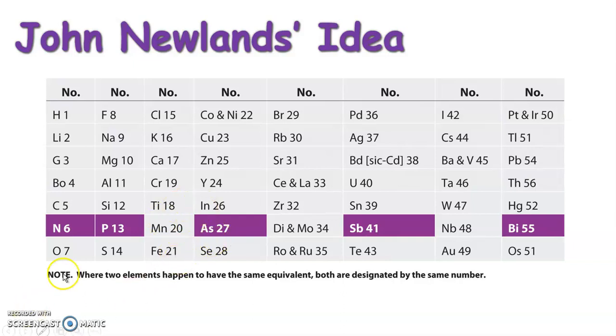Okay, now, where two elements happen to have the same equivalent, both are designated by the same number. So that's why in his table, in some of the boxes, you have 2 elements. Okay? And this is one of the flaws in the process that he used. But you have to remember he was operating on much more limited information to what we have available to us nowadays.